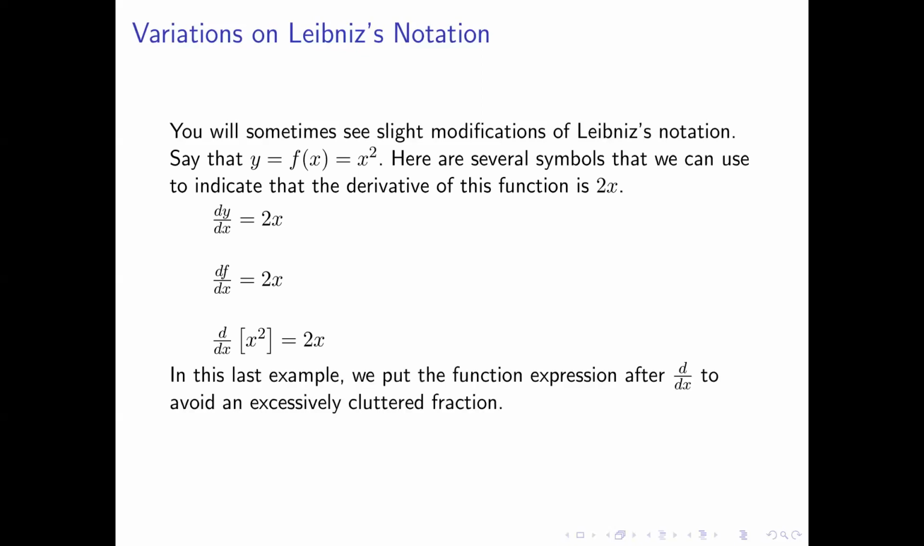The reason why we put x squared in brackets after the d dx thing instead of up in the numerator is just to avoid having things get too cluttered. If we had dx squared in the numerator, there would be a lot of stuff with an exponent. It would be quite hard to read. This makes it a little easier to read.